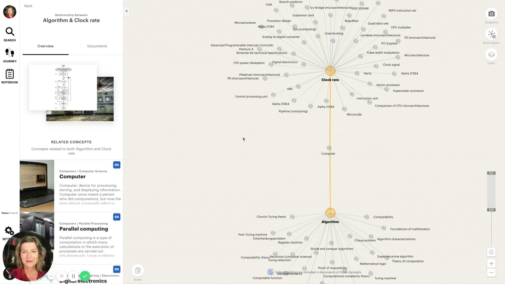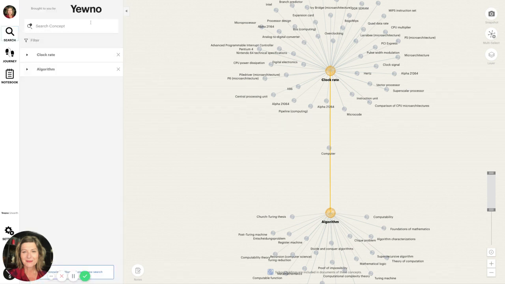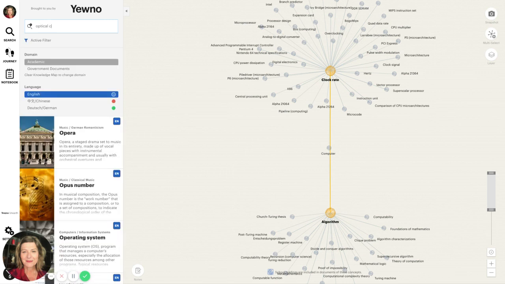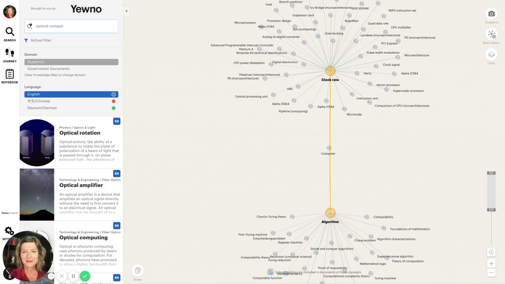Then we know that one of the limits on how fast a computer could function is governed by Einstein's principle that signals cannot propagate faster than the speed of light. So perhaps we need to look outside the world of electronic computers and look at optical computing as an alternative. So let's put that in as our final search term. So I'm going to put in optical computing. And here it is. I'm going to select that.